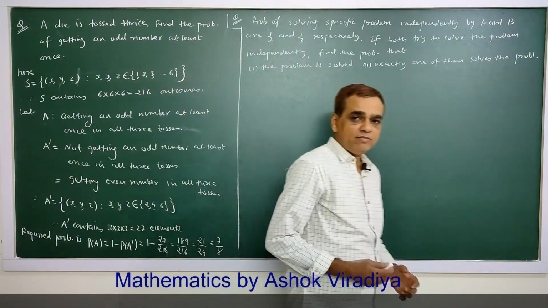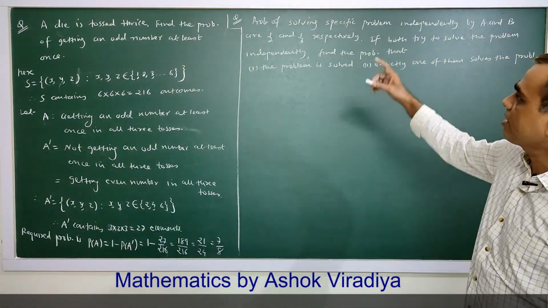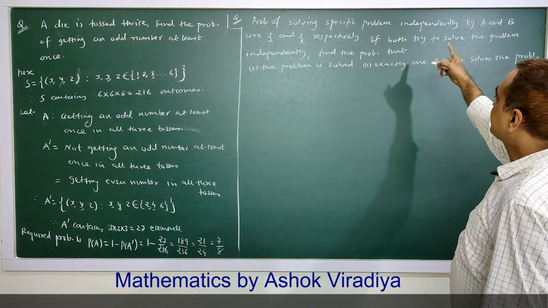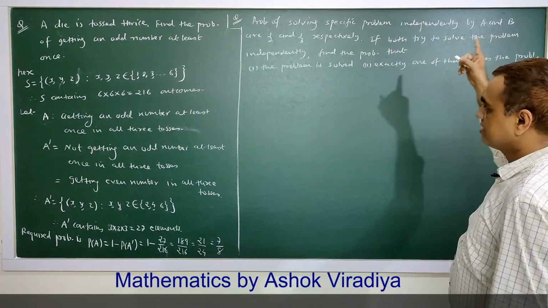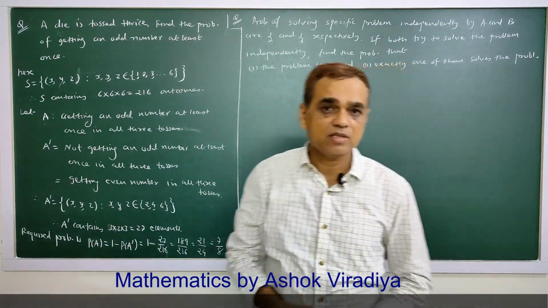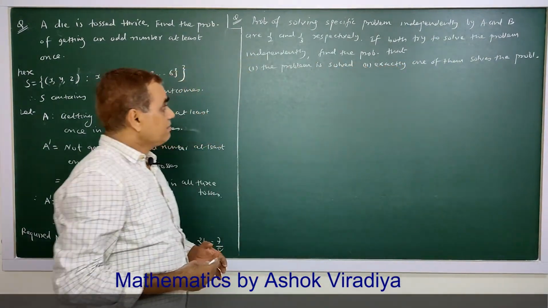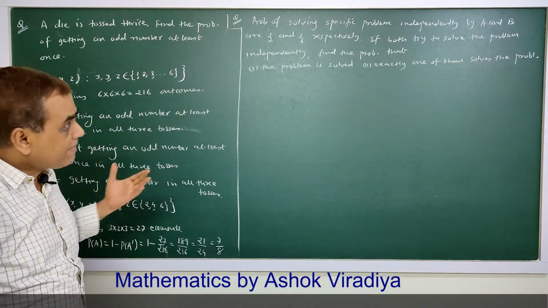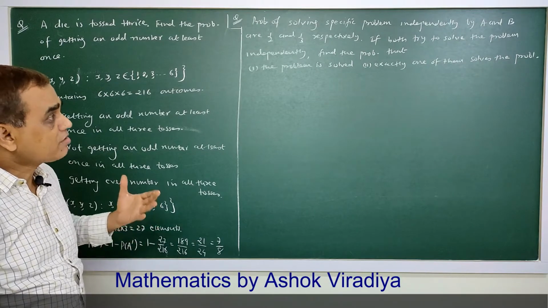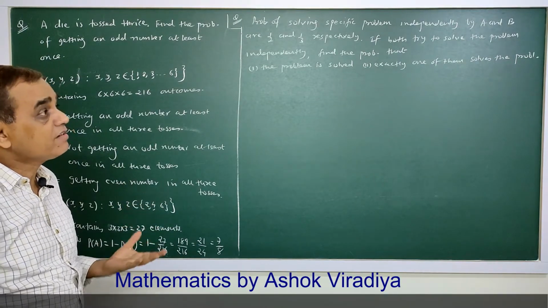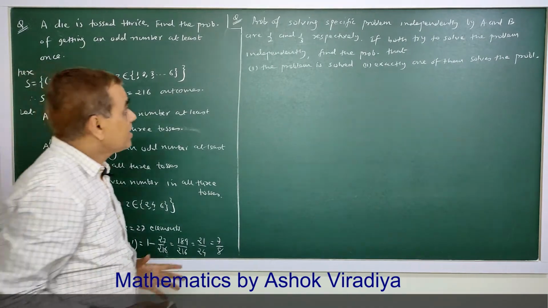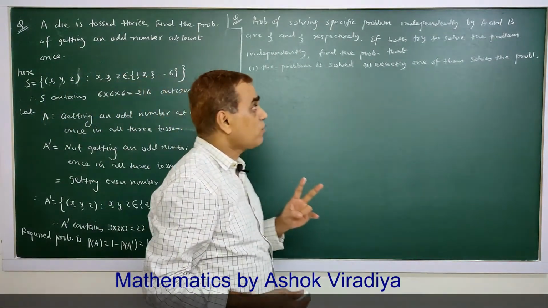Now in this question, the probability of solving a specific problem independently by A and B are 1 by 2 and 1 by 3 respectively. If both try to solve the problem independently, find the probability that the problem is solved, and that exactly one of them solves the problem. Say here, two students are solving a problem.